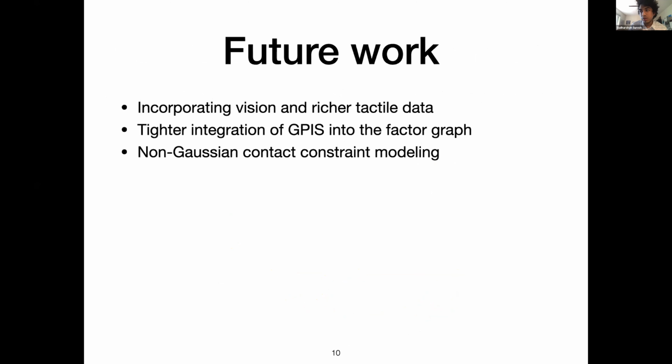So looking towards future work, we want to incorporate global constraints such as vision and experiment with richer tactile data and other pusher configurations. We believe that there are some underestimates and overfittings in the results we have, and tighter integration of the Gaussian process with the factor graph formulation can solve this. And we also want to delve into the theoretical correctness of the contact constraints.